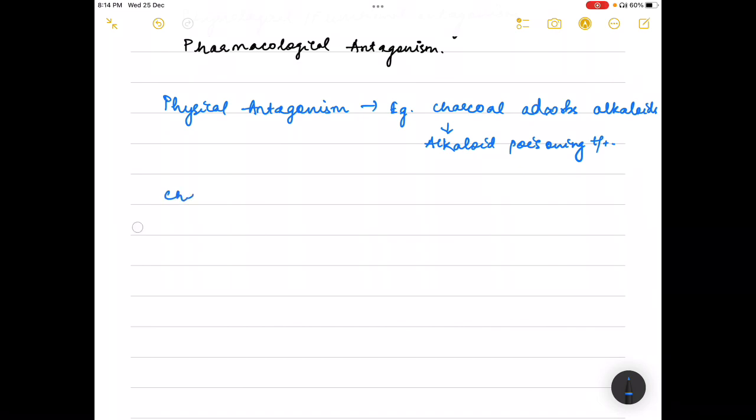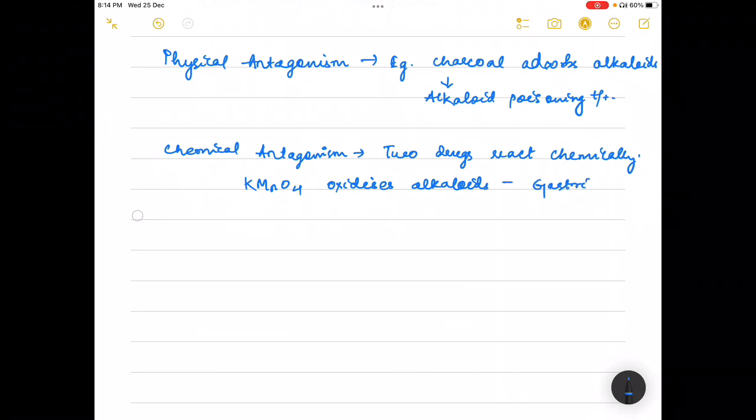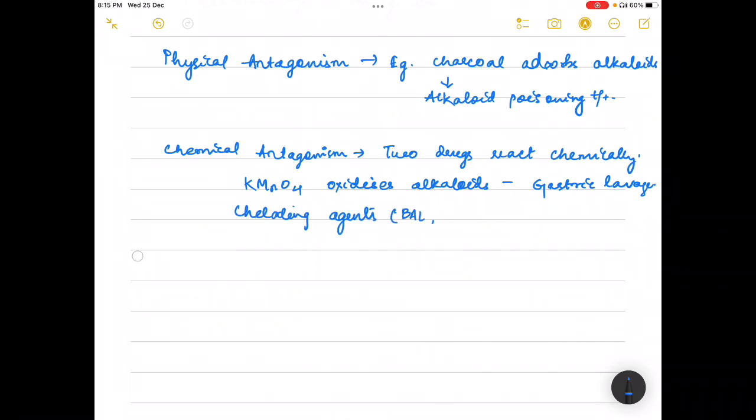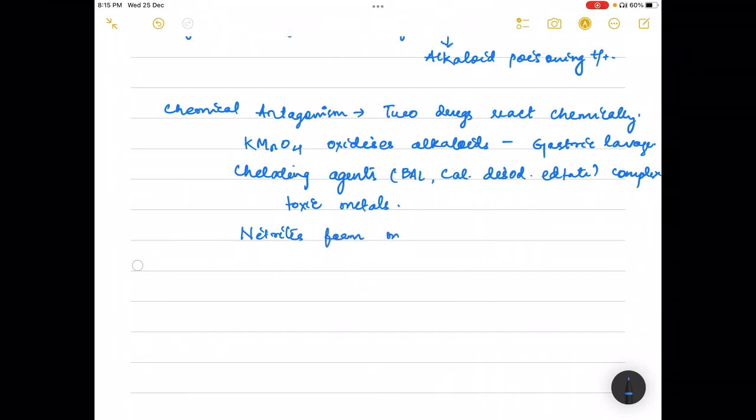Okay. Next is chemical antagonism. Here, two drugs react chemically. For example, potassium permanganate, KMnO4, oxidizes alkaloids. Where is it used? It is used for gastric lavage. Next is chelating agents like British anti-lewisite, calcium disodium edetate. They complex the toxic metals. Nitrites form methemoglobin, which reacts with cyanide radical.